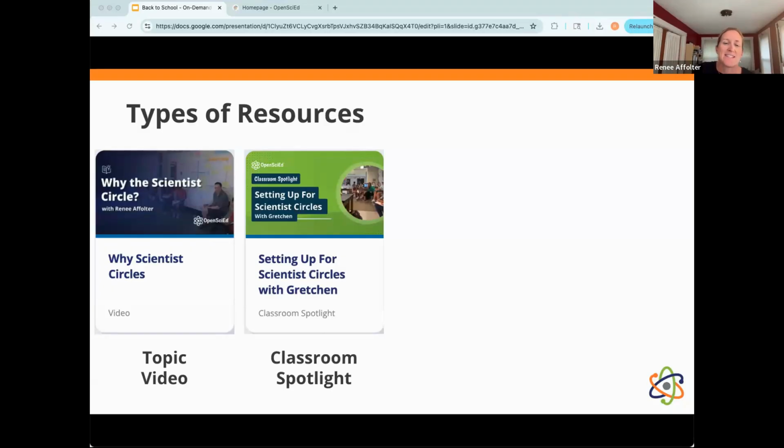These are my favorite. These take you inside real classrooms using OpenSciEd. So you're going to see teachers showing how they set up their space or how they use notebooks with students or some of the key routines like the driving question board. And they're not polished demos, right? They're real classrooms grounded in the reality of teaching that can give you a little window into what OpenSciEd can look like in action and offer ideas that you can adapt to your own context.